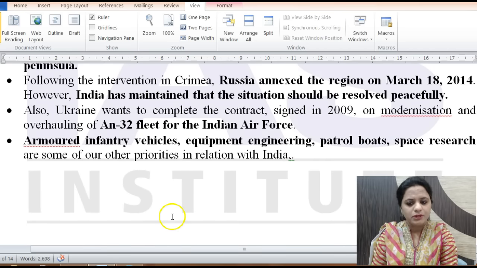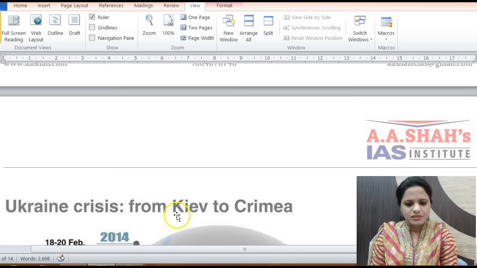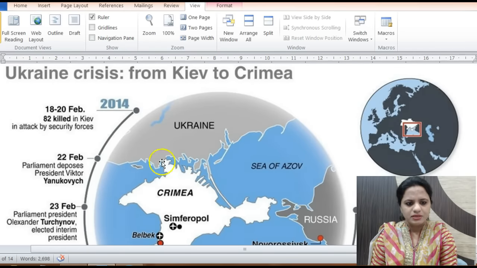Also, it is looking forward to other military equipment which India can buy from it, like armored infantry vehicles, patrol boats, space research. So these areas also are on priority for Ukraine with respect to India. So this is regarding Crimea also, the crisis.